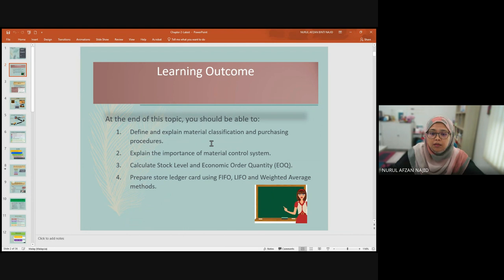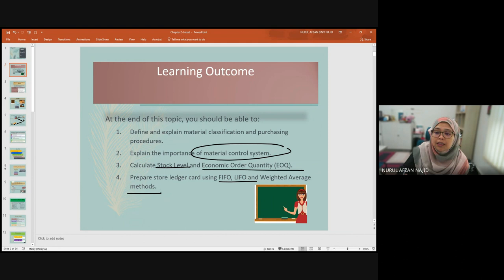Then we have explaining the importance of material control system, why we need to calculate the EOQ, calculate the stock level, why we need to prepare the store ledger card using sama ada FIFO method, LIFO method ataupun weighted average method. So these three, stock level, economic order quantity, FIFO, LIFO and WAM adalah material control system. Ketiga-tiga subtopik itu adalah untuk material control system.